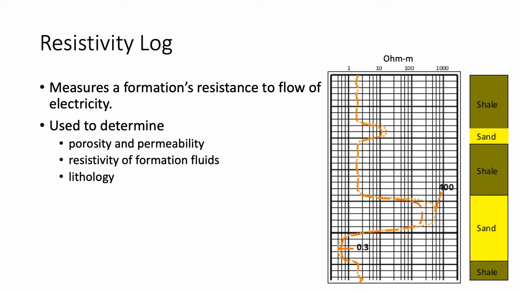For example, shales are usually low resistivity because they're closely linked with clays, which usually have lots of free charge which permit the flow of electricity, whereas a sandstone acts much more like an insulator and does not easily permit electricity to flow.